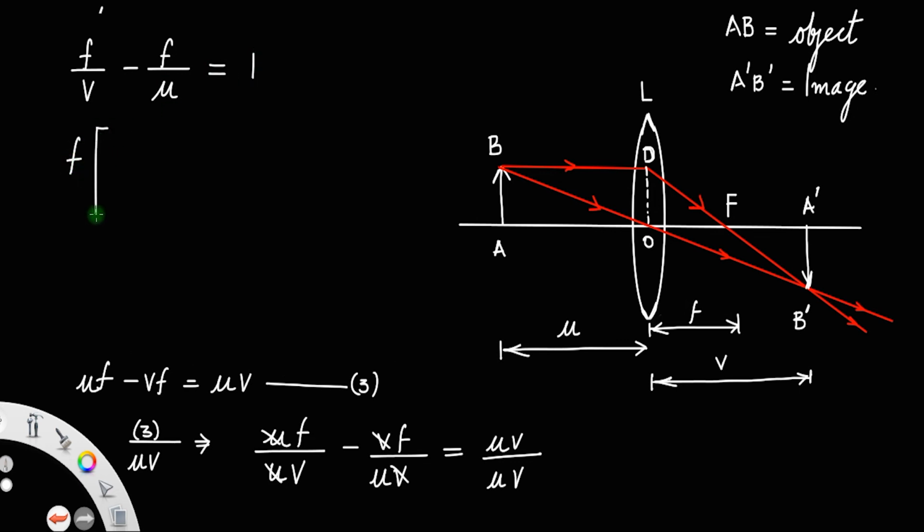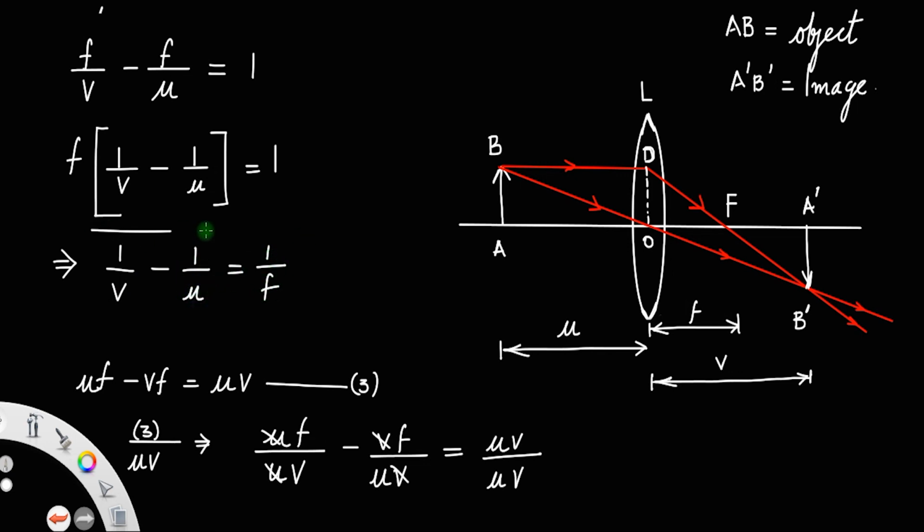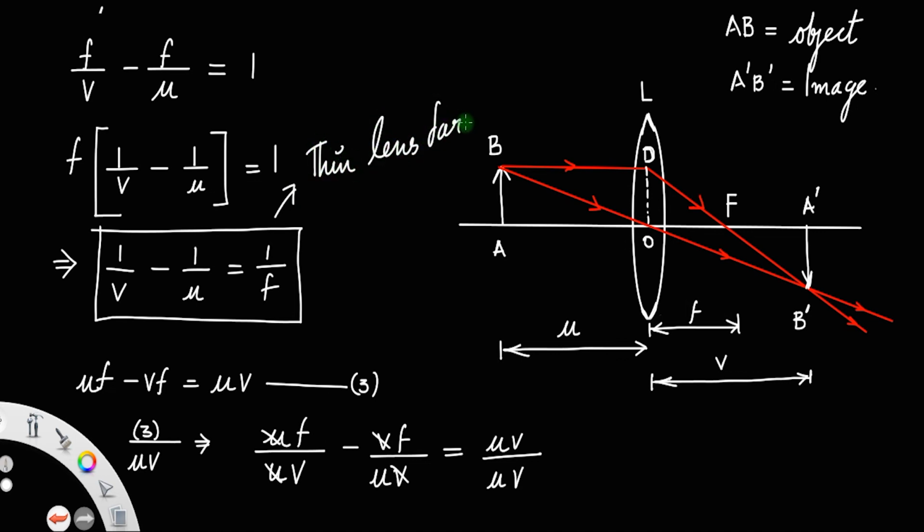F is common, so you can take that out. So 1 by V minus 1 by U is equal to 1. Taking this F to the right, 1 by V minus 1 by U is equal to 1 by F. So this is the final expression, the thin lens formula. This is called the thin lens formula. Clear?